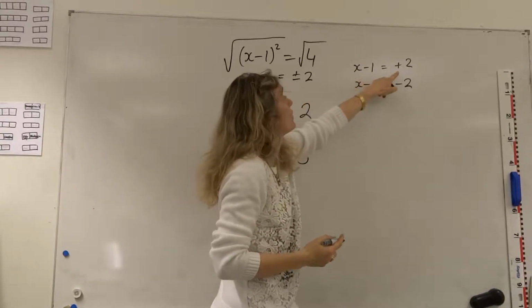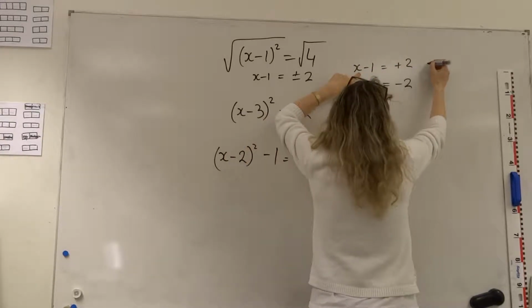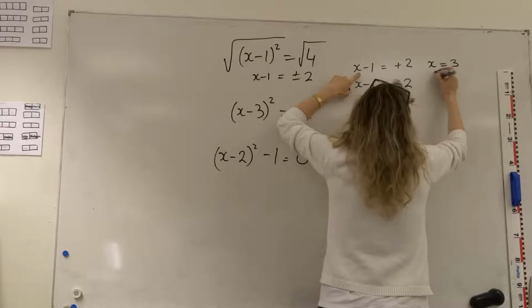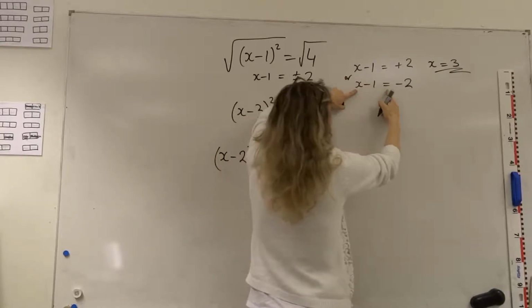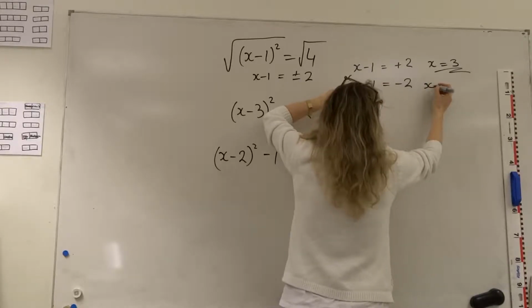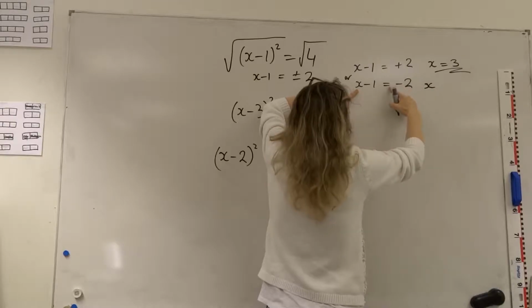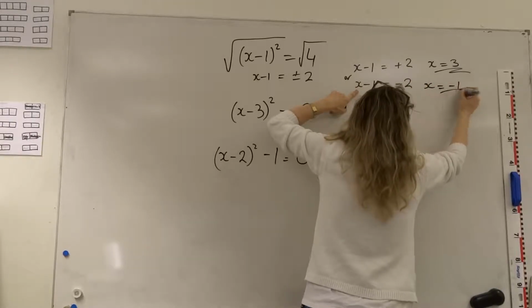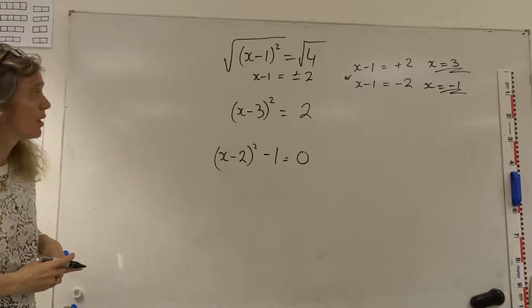x - 1 equals +2. Move the -1 to the other side, it becomes +1. So one of the solutions here is x can equal 3. Or x - 1 equals -2. Move the -1 to the other side, it becomes +1. -2 + 1 equals -1, so x can equal -1. So you have two solutions to that equation, +3 and -1.